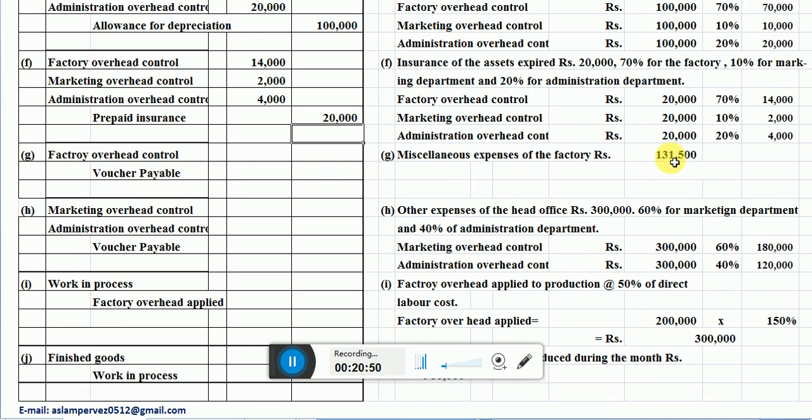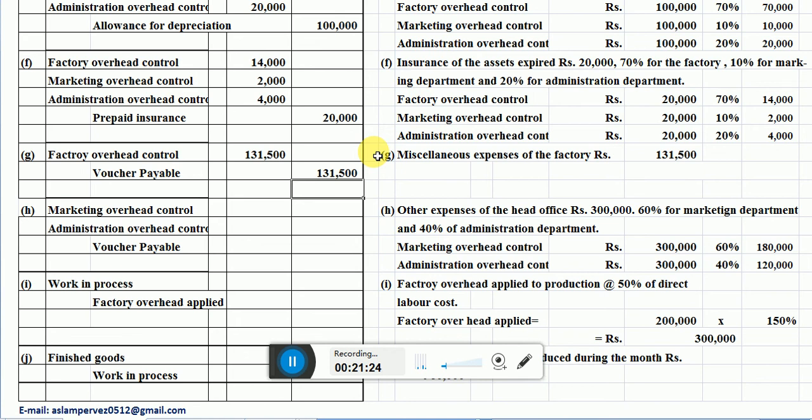This is the cash payment expenses, which is charged against the voucher payable here. 1,31,500 rupees is the factory overhead control, because these expenses belong to the factory overhead. So this is charged to the factory overhead control here. Now voucher payable of 1,31,500 rupees is prepared against these expenses.